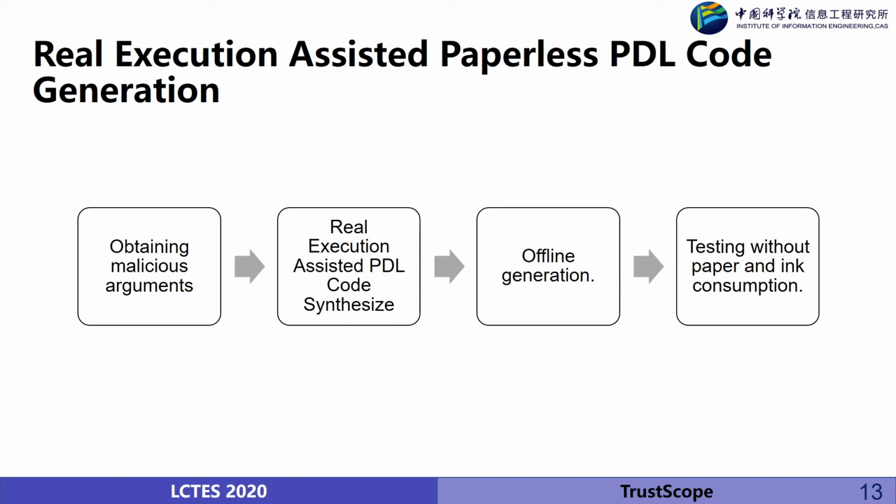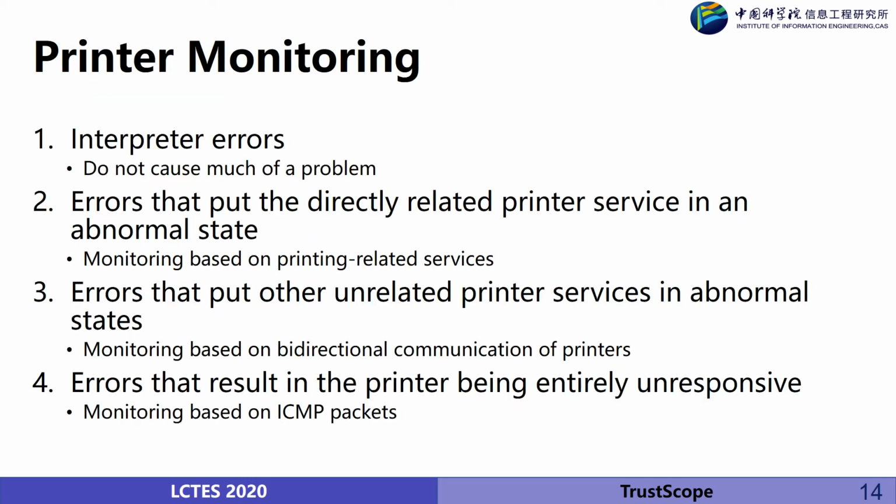In the second part, we hook the output function and replace the arguments. In the third part, we can get the test case without connecting to a printer by using a mechanism named spurious printing. In the fourth part, we run printing-related commands in a random module to achieve testing without paper and ink consumption.